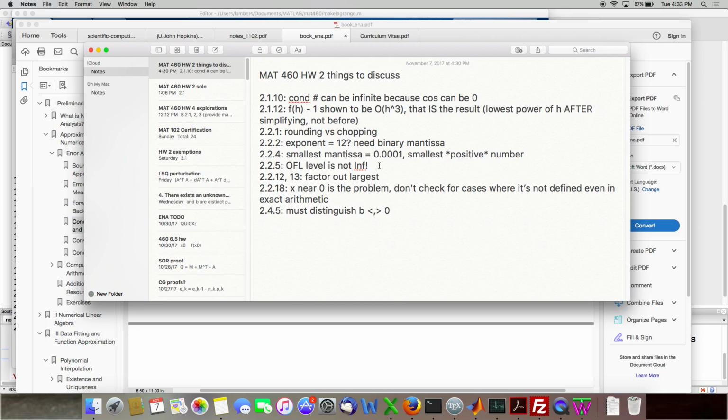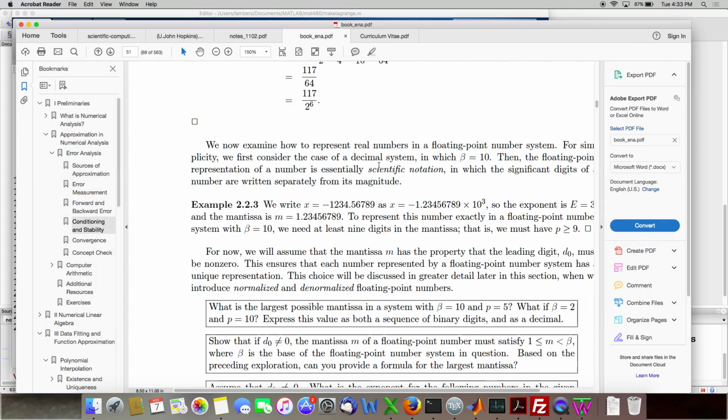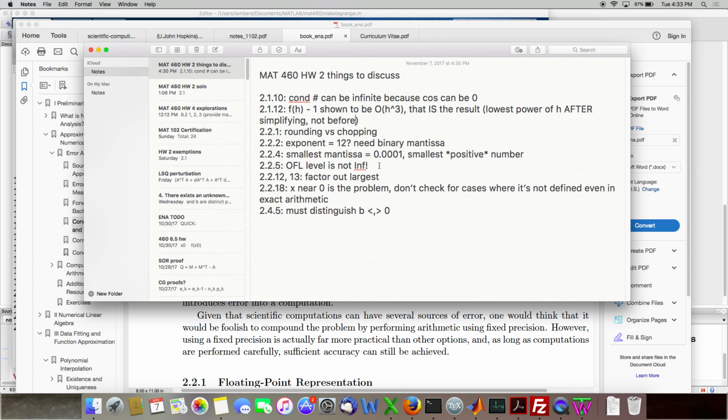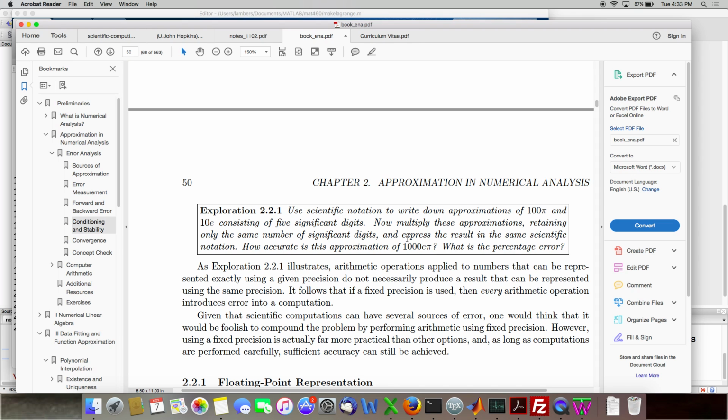In floating point arithmetic, dealing with this product of 100 pi times 10e in 5-digit arithmetic, I saw a lot of chopping instead of rounding. So you really should round to nearest, otherwise it would throw off the results. Certainly rounding is more accurate than chopping, so you want to make sure to do that.